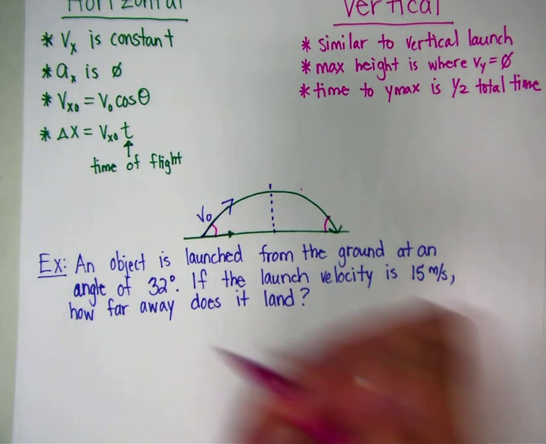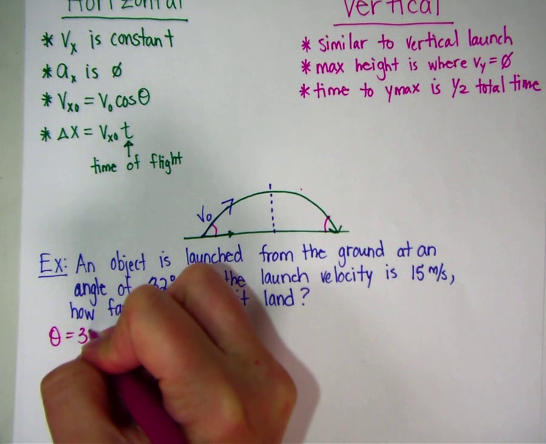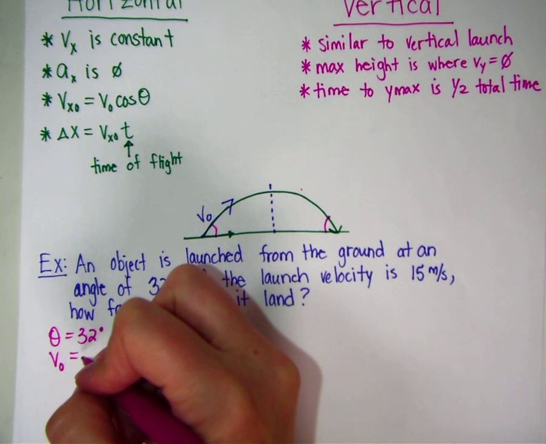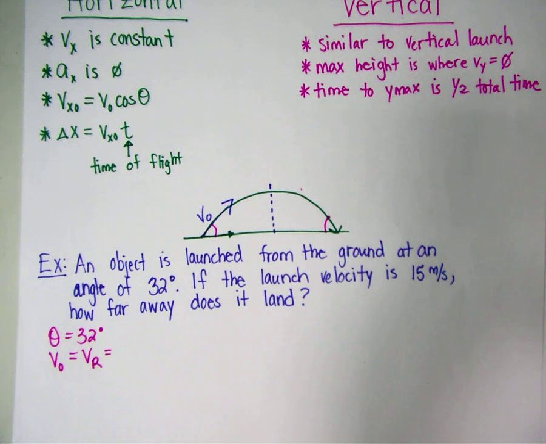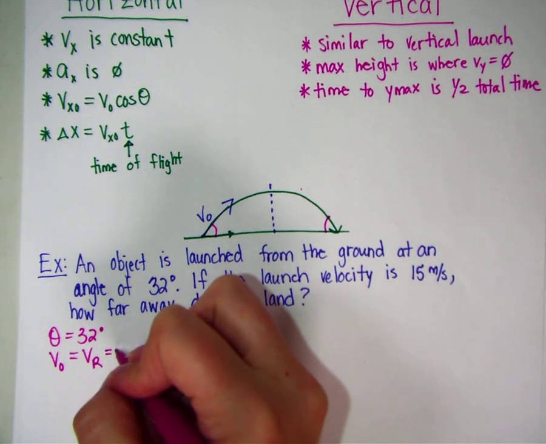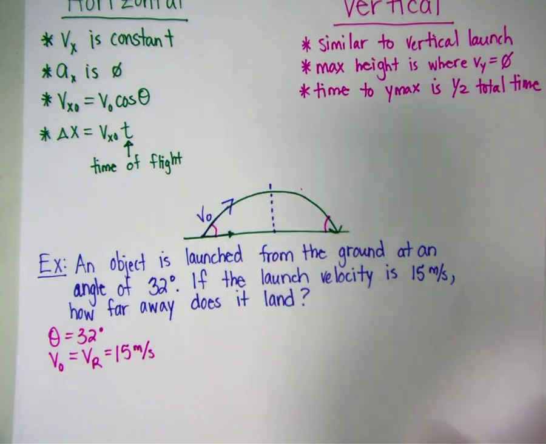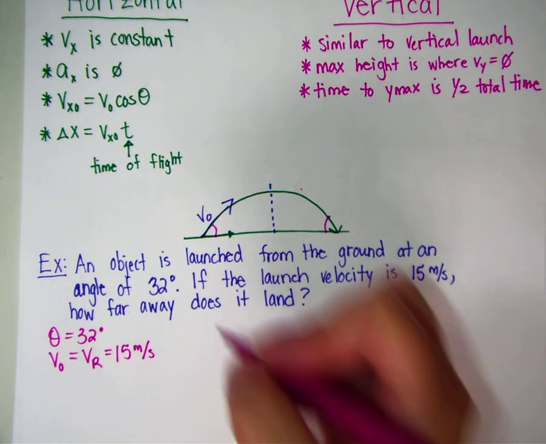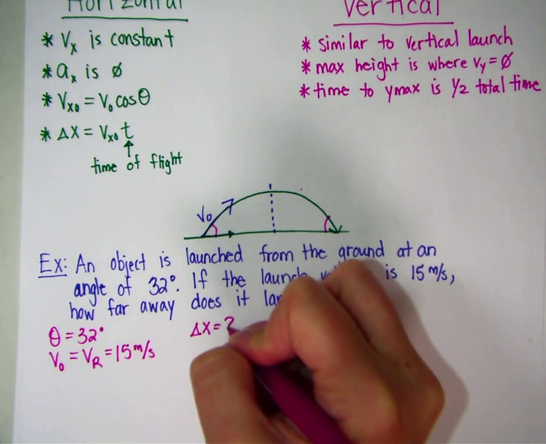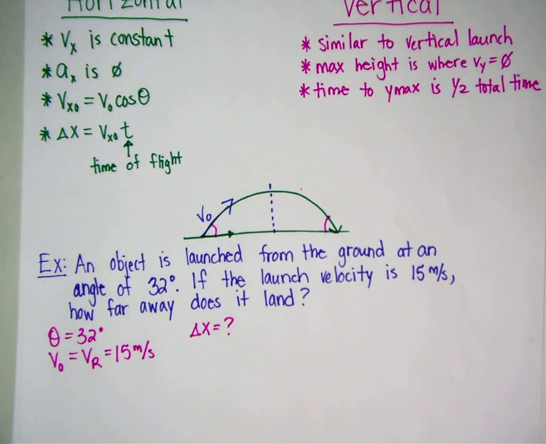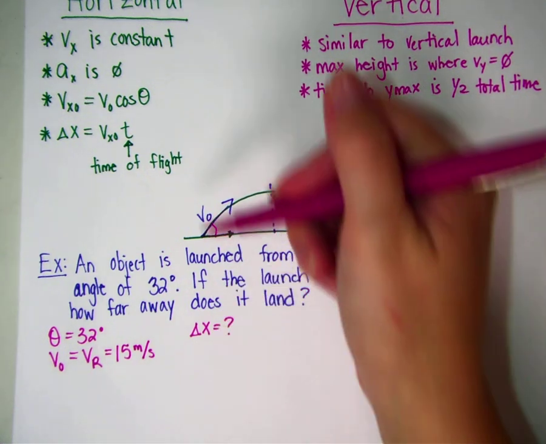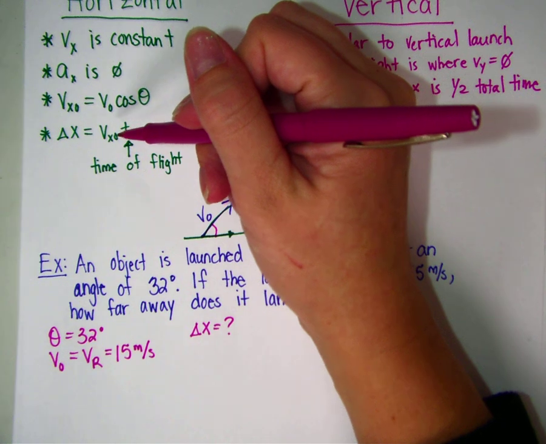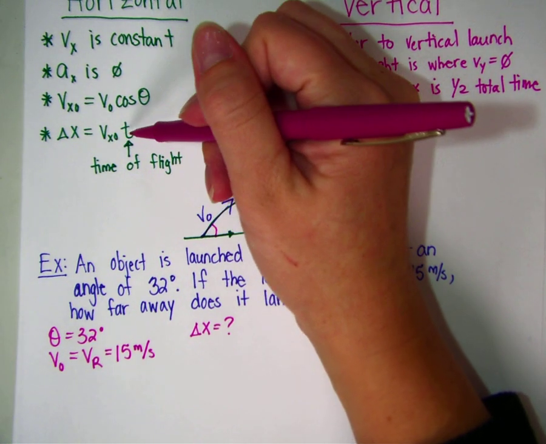So some givens to me, theta, the angle which I launched at, and my launch velocity. If you don't like VO and you want to call it VR to remember that it's the hypotenuse, that's totally okay. Whatever is easiest for you. It's the same thing in my book. Okay, and it's asking for how far away does it land. So if I know it's looking for delta x, and I only have one equation that I can use for the horizontal direction, I need to find these variables.